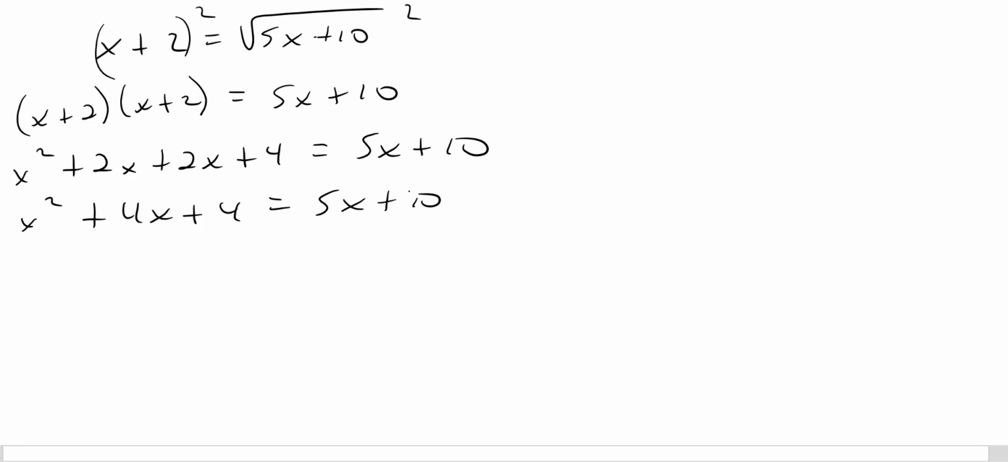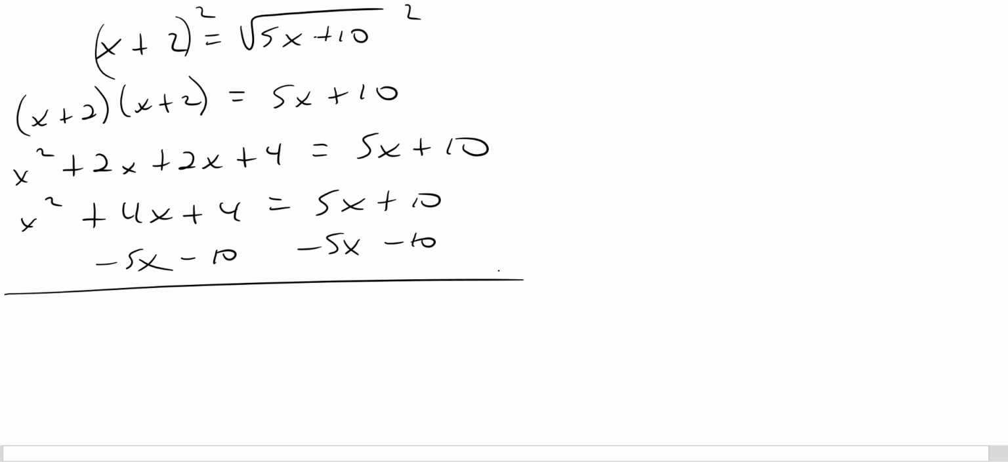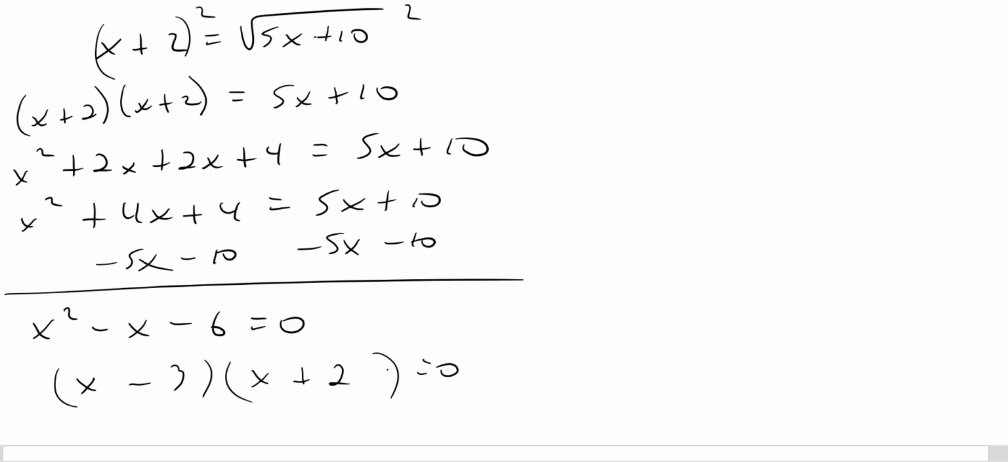Remember, you've got to get everything to one side. So I'm going to subtract 5x and subtract 10. So I now get x squared minus x minus 6 equals 0. And again, however you factor this, factor box, slide and divide, whatever you do, you should get x minus 3 times x plus 2 equals 0. So x comes out to be 3 and x comes out to be negative 2.